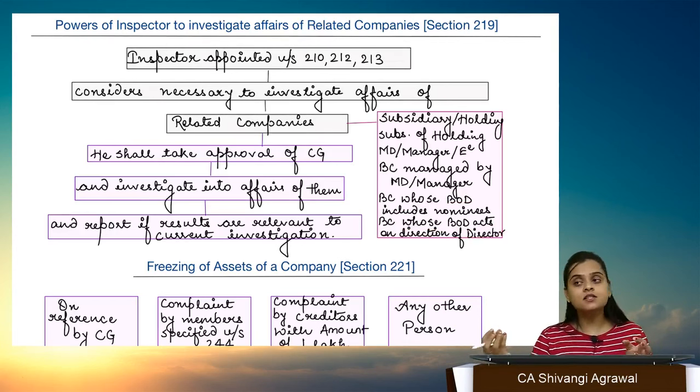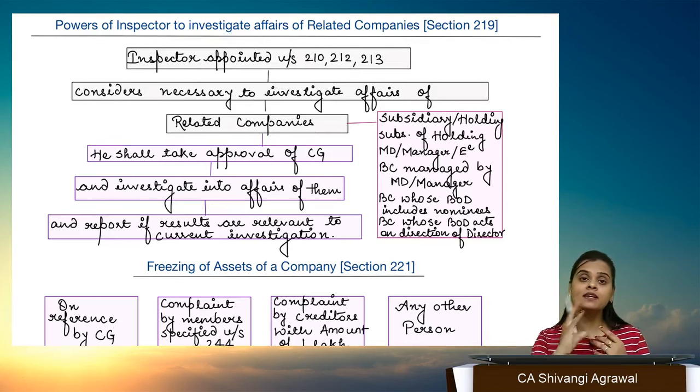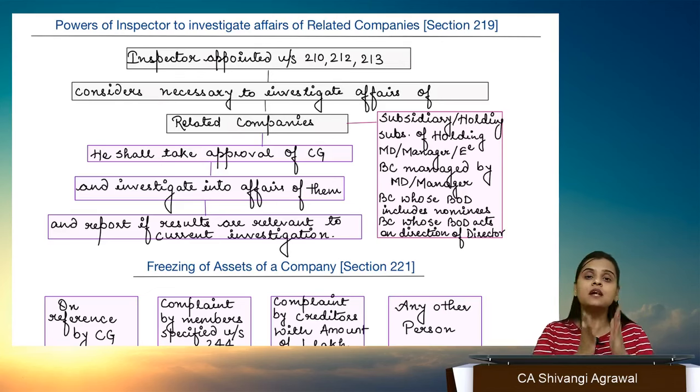So in such situations, there is a link between these two companies, and quite possibly a lot of transaction flows from one company to the other related company. And to find out the whole truth, where the money is actually going, I need to investigate into the affairs of these companies also. So after taking the central government's approval, you can do that.